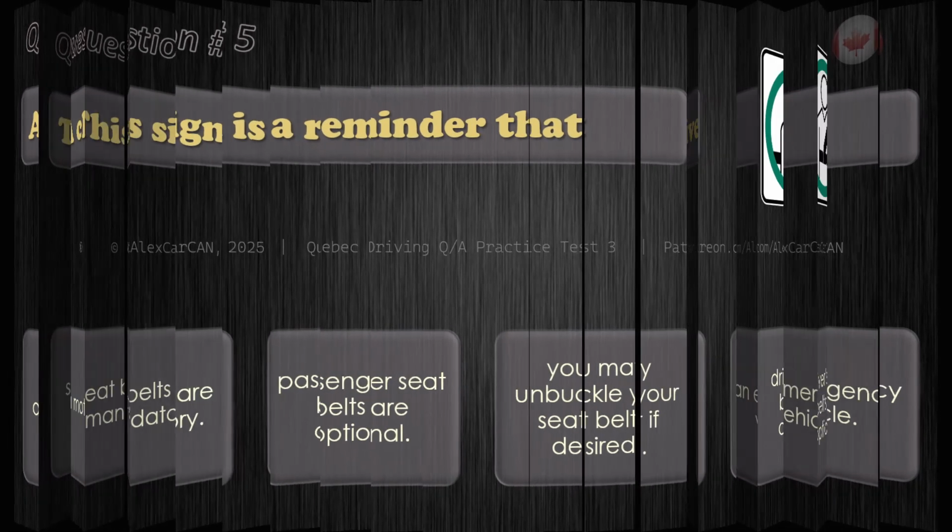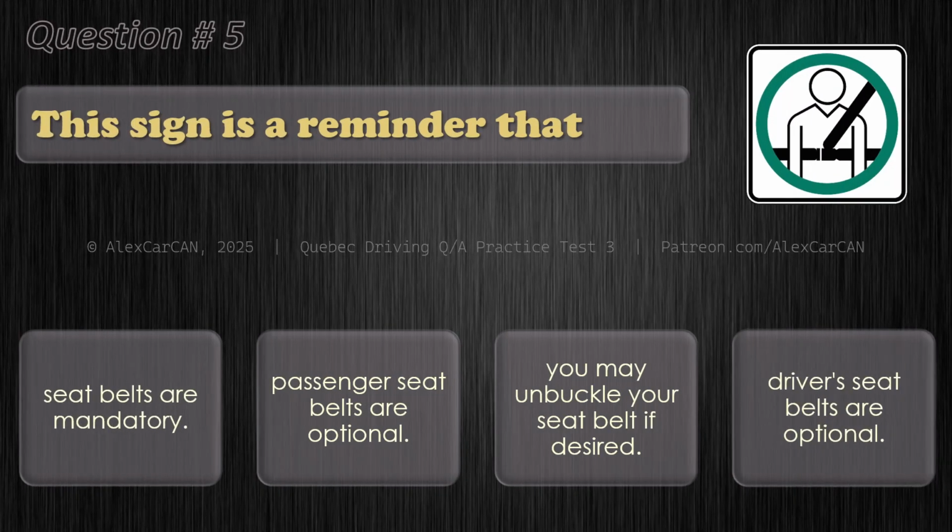Question number 5. This sign is a reminder that seat belts are mandatory. Passenger seat belts are optional. You may unbuckle your seat belt if desired. Driver's seat belts are optional. The correct answer is seat belts are mandatory.